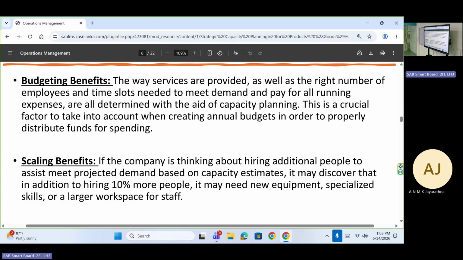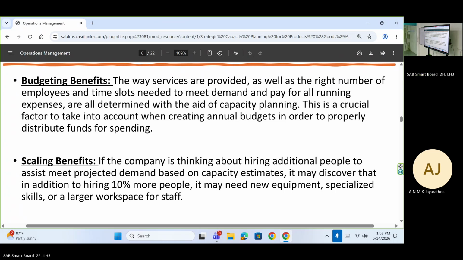Currently, they can produce 1,000 units per day, right? Within the existing employees and resources. They want to expand this number to 2,000 units per day. Right? So what are the available options? How can they expand this capacity? Very good. One is they can apply overtime, right? OT.